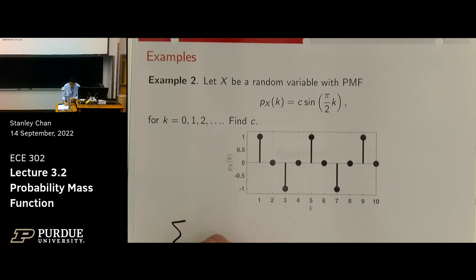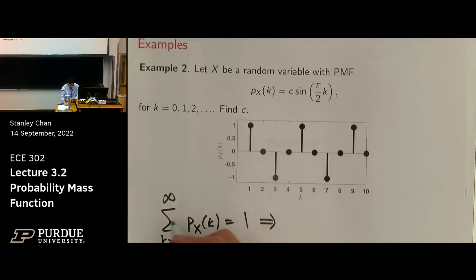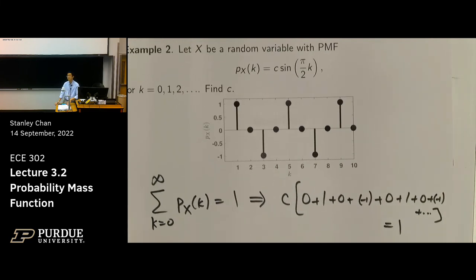So you want to make sure that the sum of p_X(k) equals 1, with k going from 0 to infinity. And so that means you have this C here, C times (0 plus 1 plus 0 plus minus 1 plus 0 plus 1 plus 0 plus minus 1 plus dot, dot, dot). That has to equal 1. What is C? What is C?